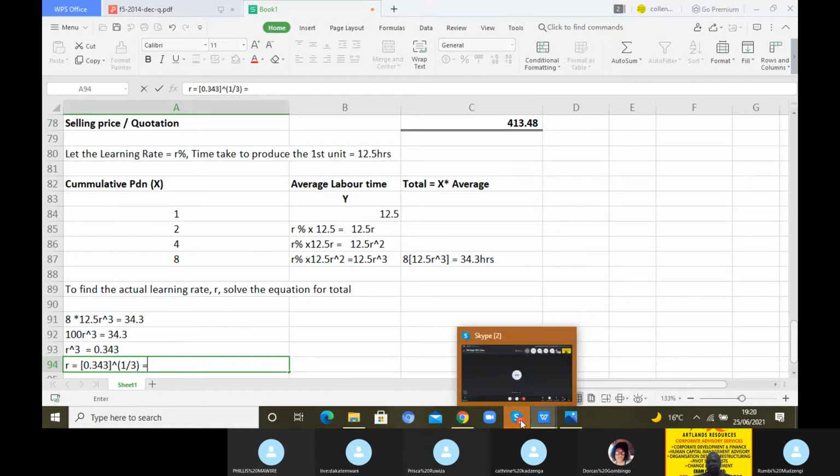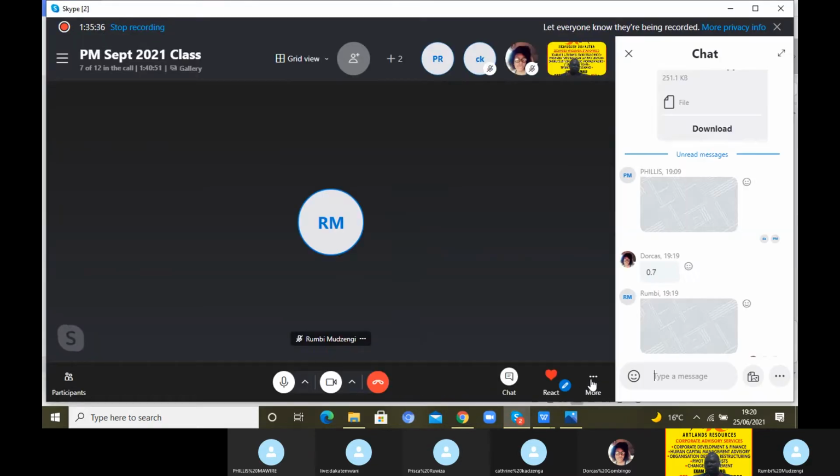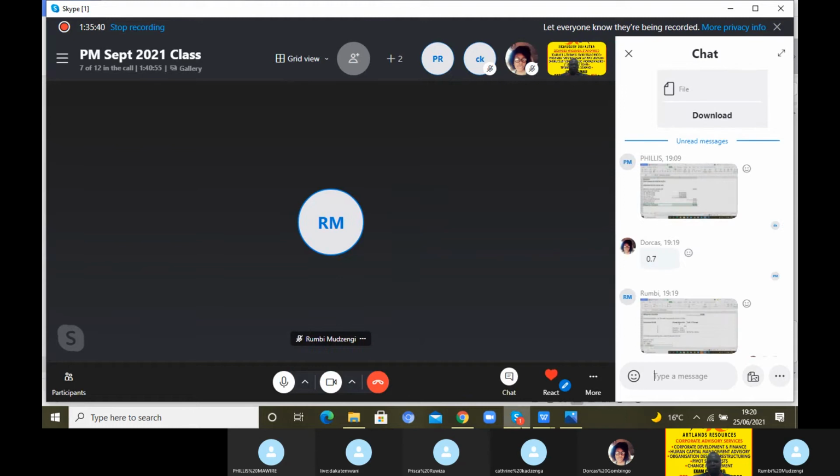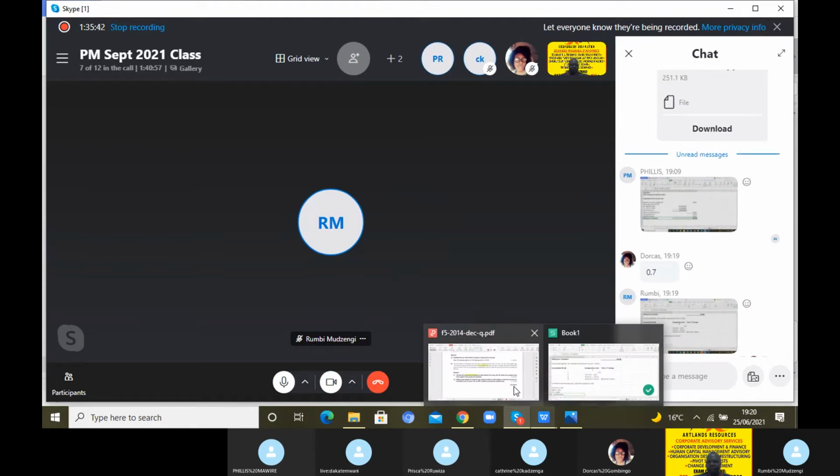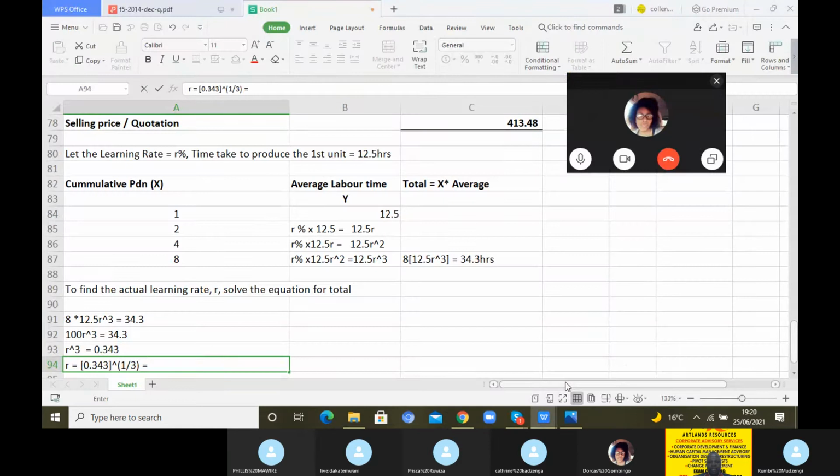Right? I suppose someone has typed. Oh, 0.7. Perfect. So you are getting R as 0.7, which is equal to 70%. Remember, it was a learning rate, so you put it as a percentage. So your actual learning rate was 70%.